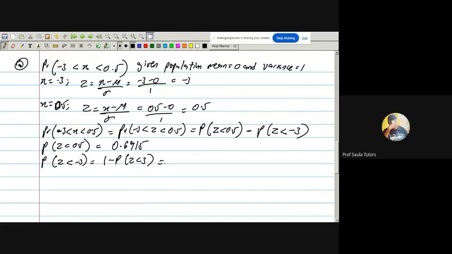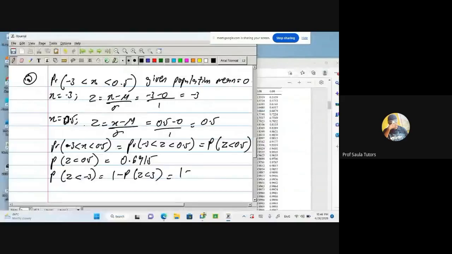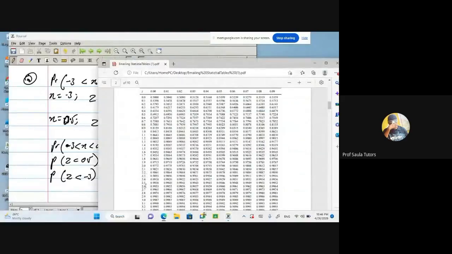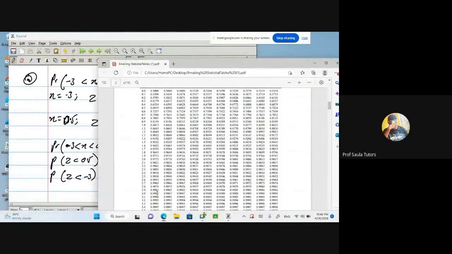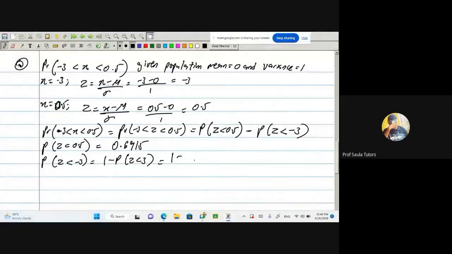So let's go. 1 minus the probability of z less than 3. Let's check the table for 3. That is 0.9987. So subtract these two, what do you get?